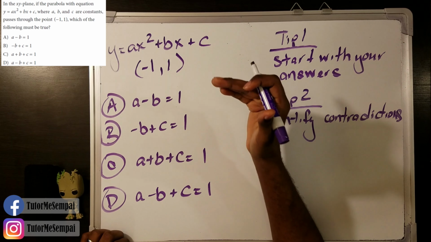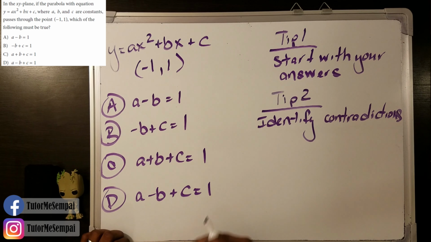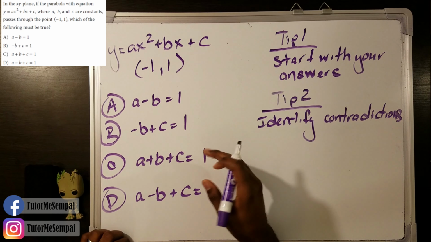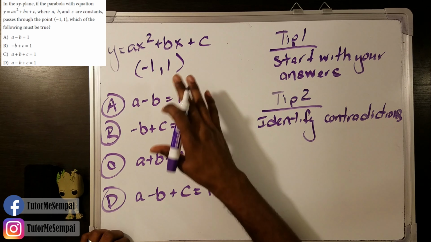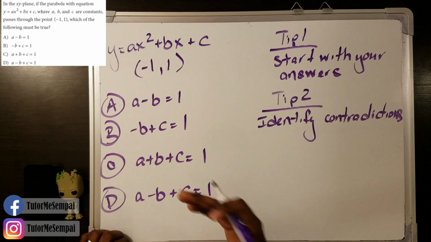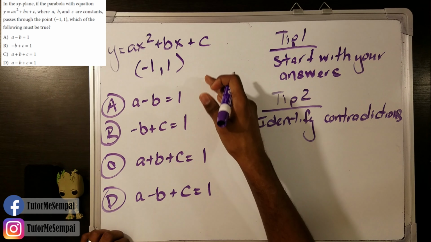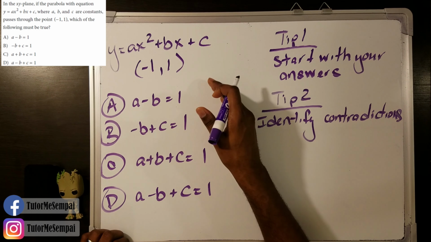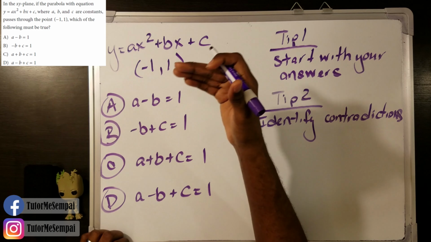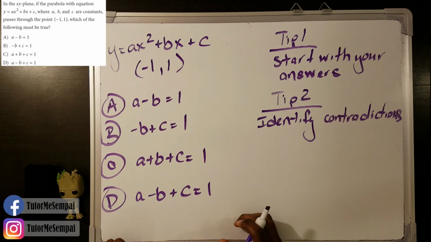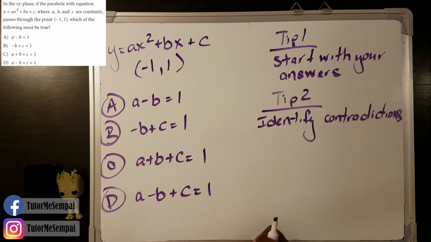This question gives us a parabola, and it's saying that in this parabola, we have three constants. We don't know what their values are, but they're three constants. And this parabola has to pass through point -1, 1. And it wants to know which of these is true if it passes through -1, 1. Now, I'm going to be honest. Our tips are absolutely not necessary for this one. This one is very easy to do. You can simply plug it in.